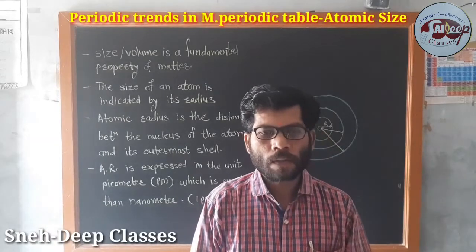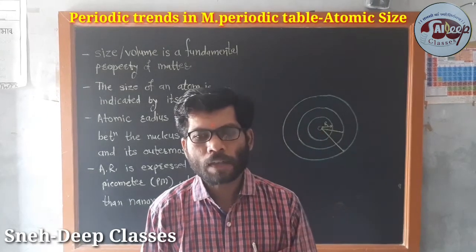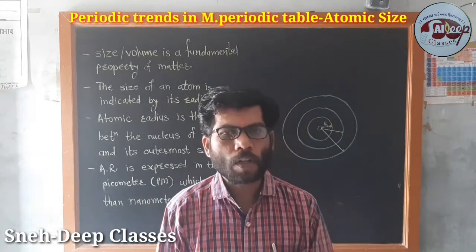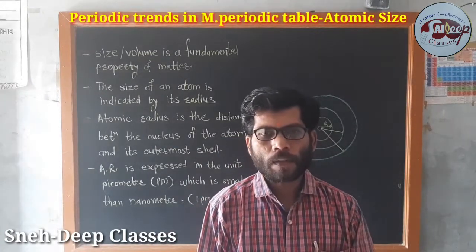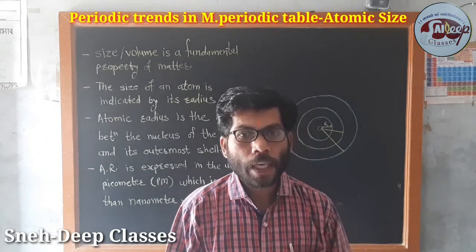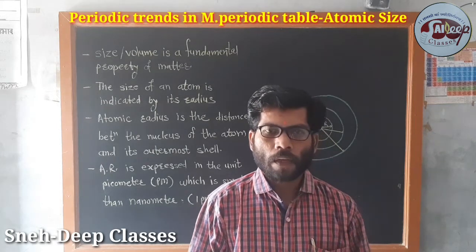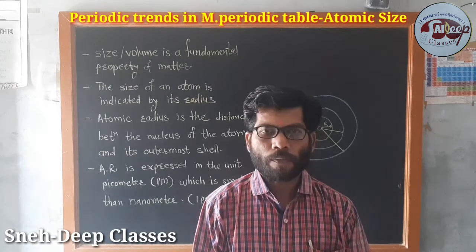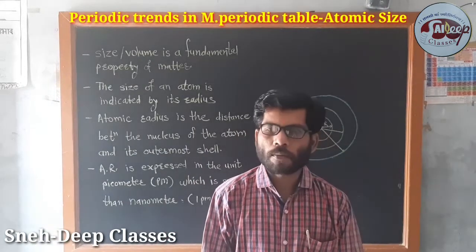Hi students, our topic is periodic trends in the modern periodic table. In the previous lecture, we saw the first property, that is valency. Today we see the second property, that is atomic size. Periodic trends in the modern periodic table. The second property is atomic size.